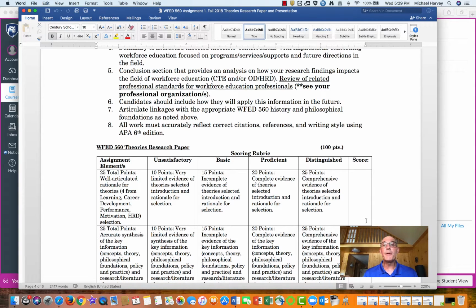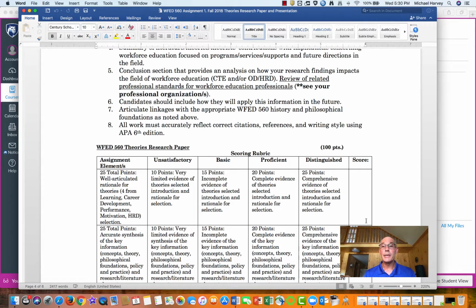Also, the related professional standards. See your professional organizations on the professional standards file in Canvas to help identify and tease out what those standards are that associate and support your conclusions with this research paper on the theories. And then you will include an application of this information for your future professional work in workforce education and development.